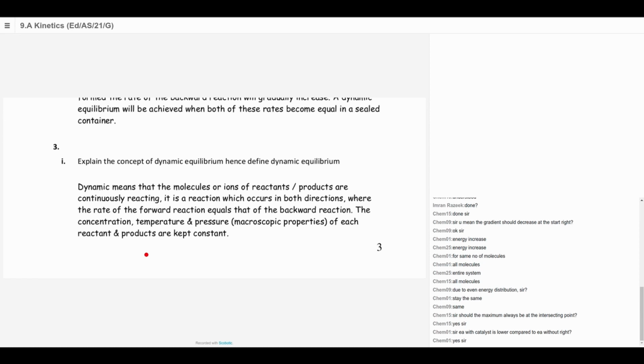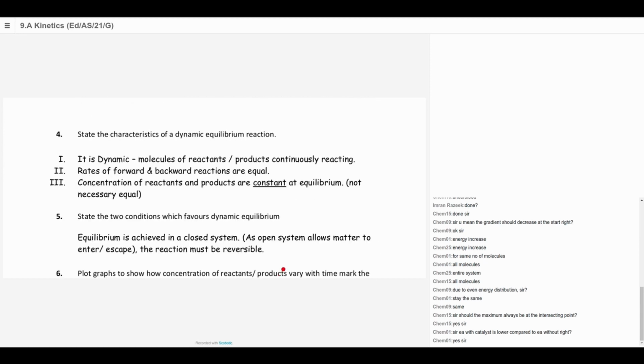There's a continuous change taking place, so you always see the reactants, and you also always see the products. The concentrations will be constant, but continual change is taking place. So dynamic means that the molecules or ions of reactants or products are continuously reacting. It is a reaction which occurs in both directions, where the rate of the forward reaction equals that of the backward reaction at constant macroscopic properties. Clear?